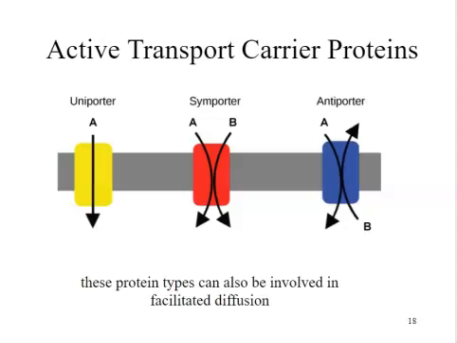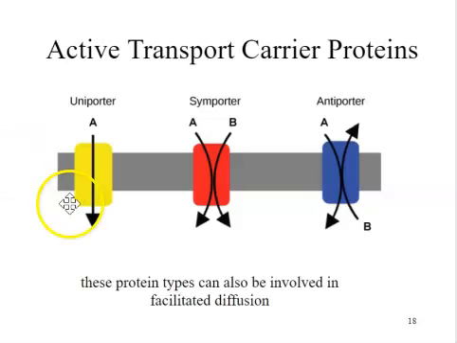Dr. L here, and this is the second part of the transport lecture focusing on proteins. So when you're looking at the proteins that are involved in active transport, there's some additional categorization or adjectives we can use to describe them based on how they function. And they're shown here: uniporter, symporter, and antiporter.